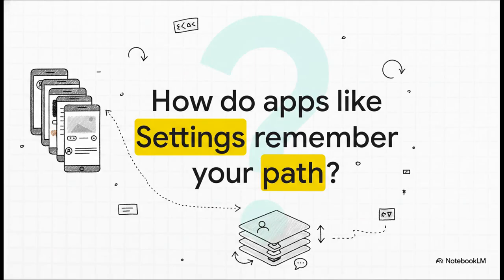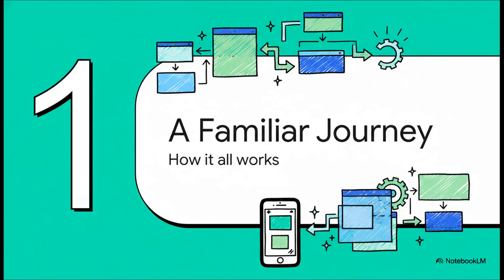I mean, really think about it. You dive deep into your settings. You tap General, then you go to About, then you check your storage. When you hit that back arrow, it doesn't just kick you out to the beginning. Nope, it takes you back one single step at a time. So how on earth does it do that? Well, believe it or not, it's all thanks to a really elegant system working behind the scenes. So let's pull back the curtain.